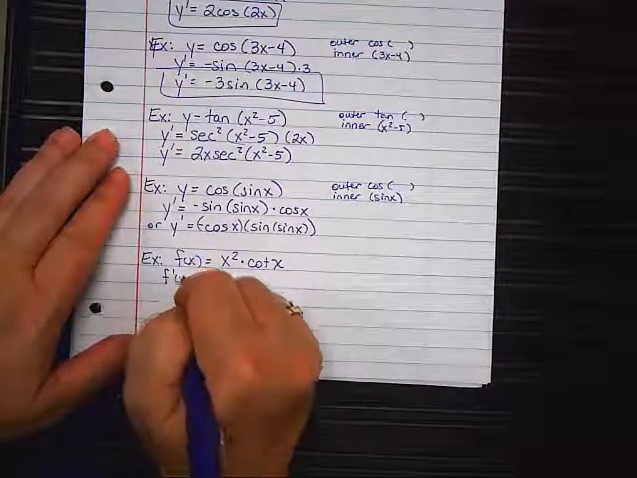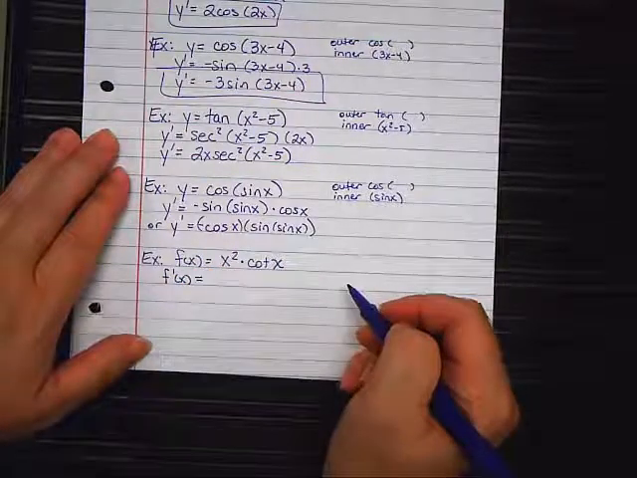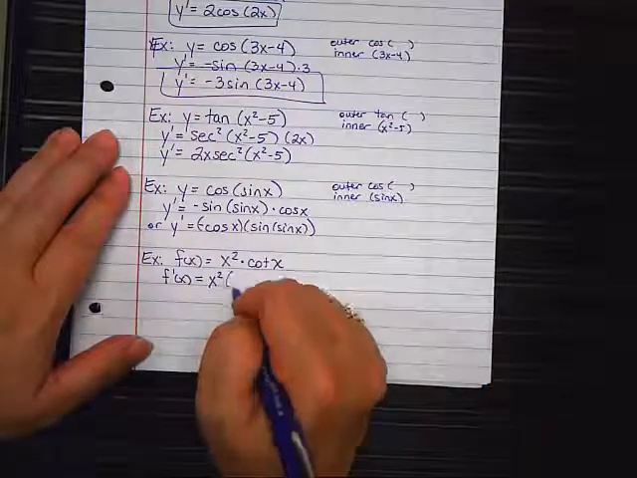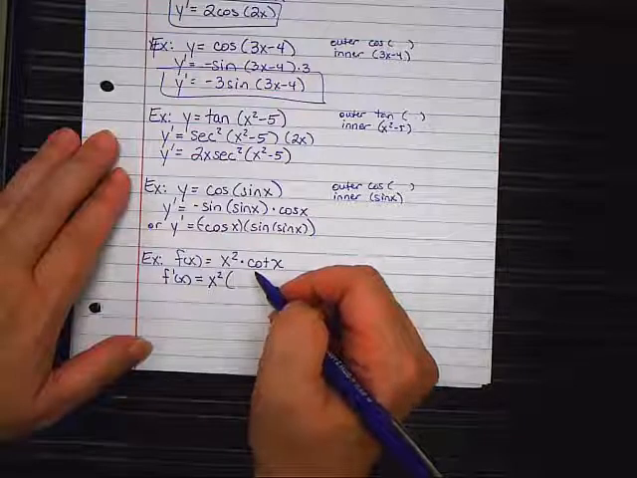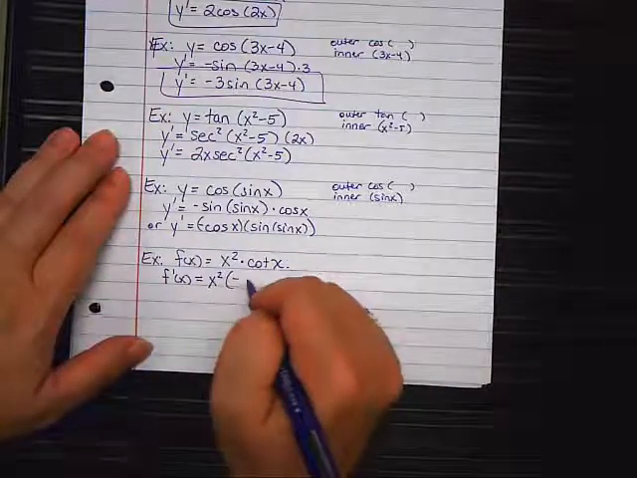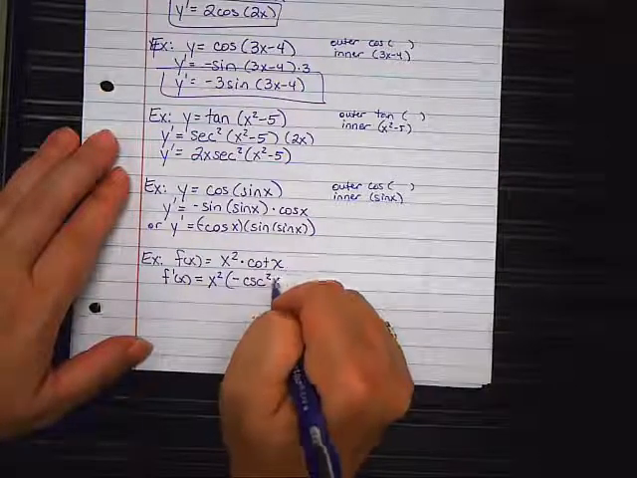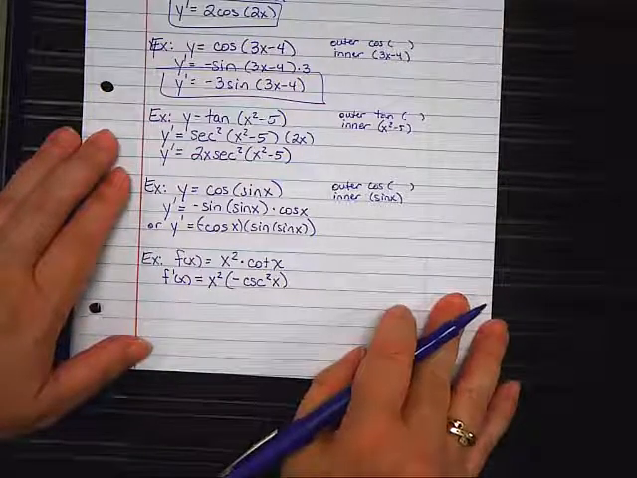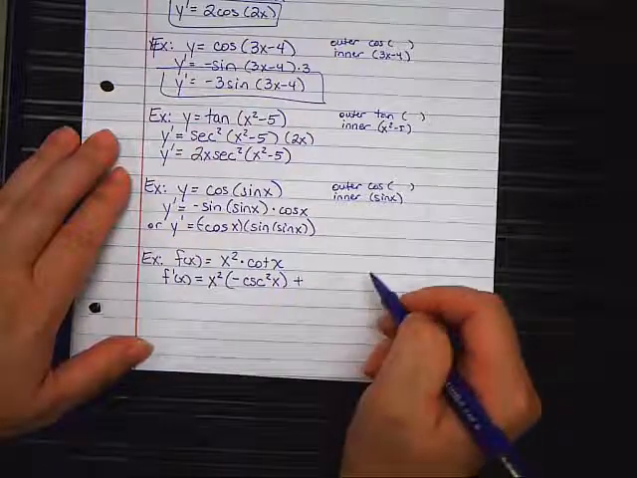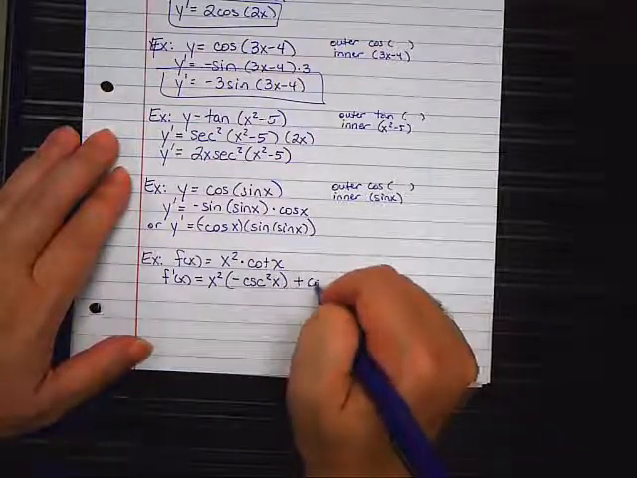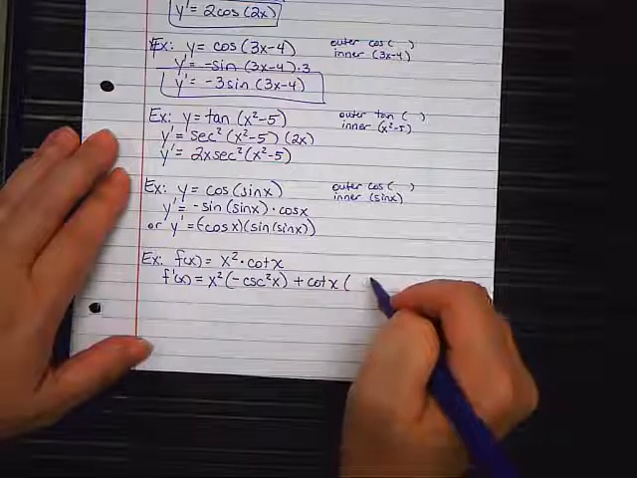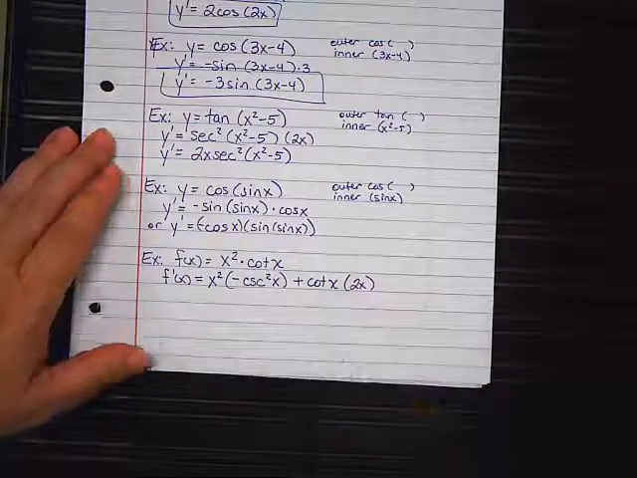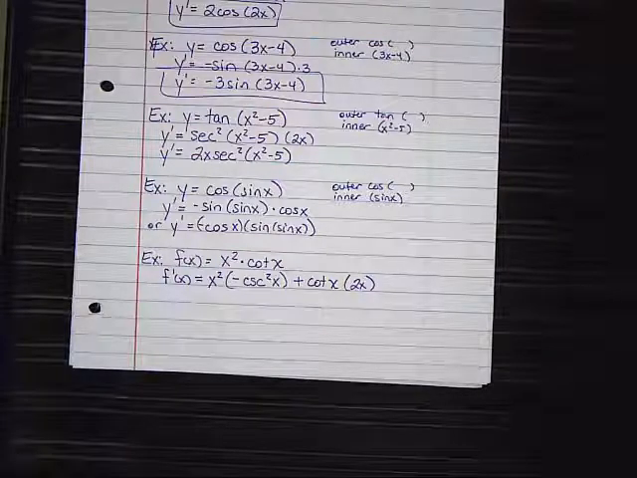So f prime of x equals, copy 1, x squared. Go back in your notes and look. What's the derivative of cotangent? Negative cosecant squared of x. Do not leave those x's off. They're very important. 1d2 plus 2, which is cotangent, times d1, 2x. Okay.